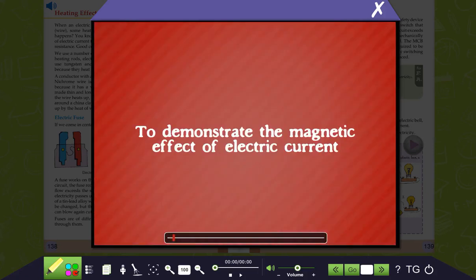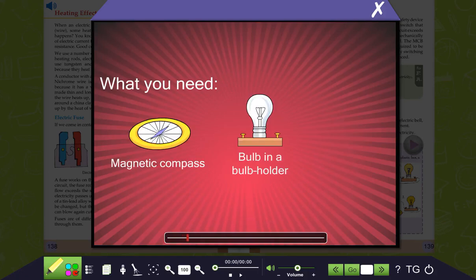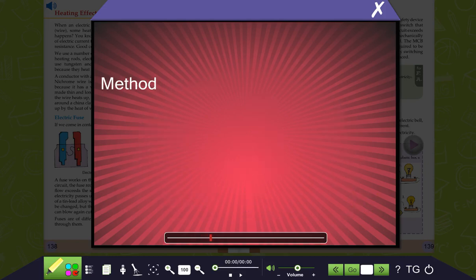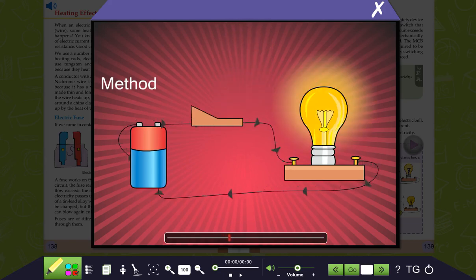Activity 1. To demonstrate the magnetic effect of electric current. What you need: a magnetic compass, a bulb in a bulb holder, a 6-volt battery, a switch, a plastic box, a screwdriver, some insulated copper wire. Method 1. Make a circuit using battery, switch and the bulb in the holder. Put the switch on. Check whether the bulb lights up or not. Now turn the switch off.